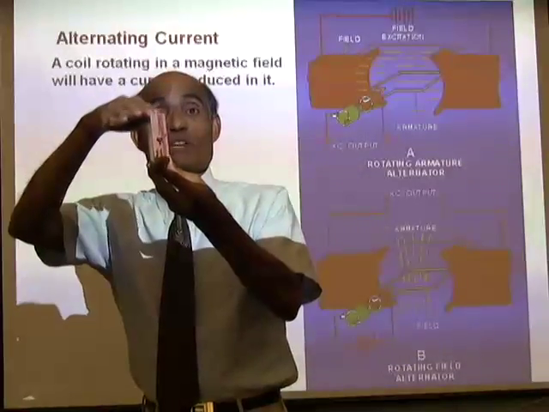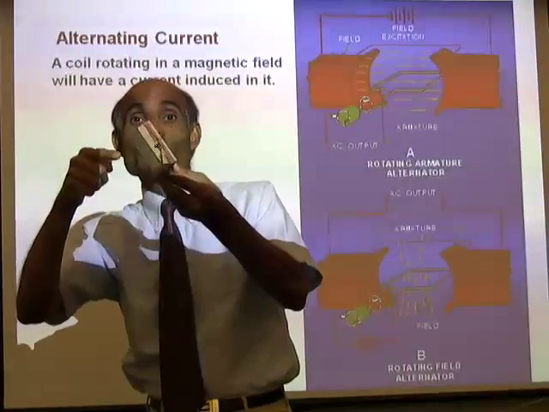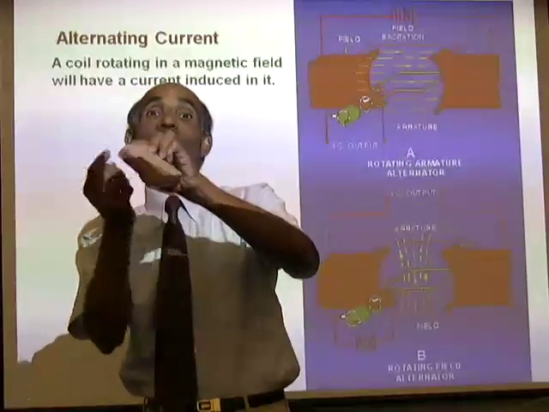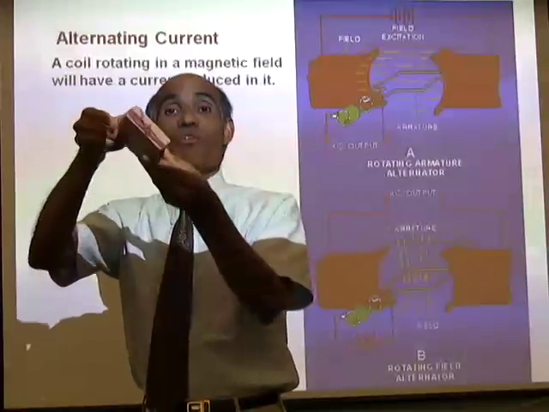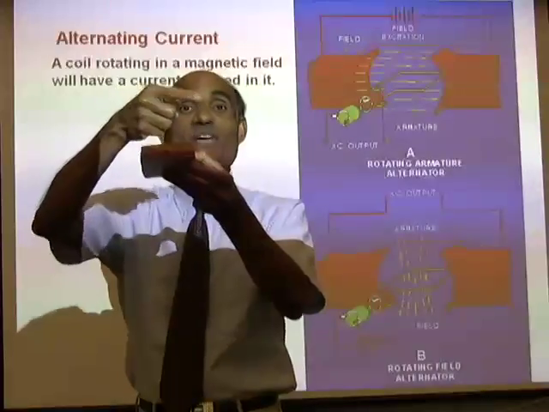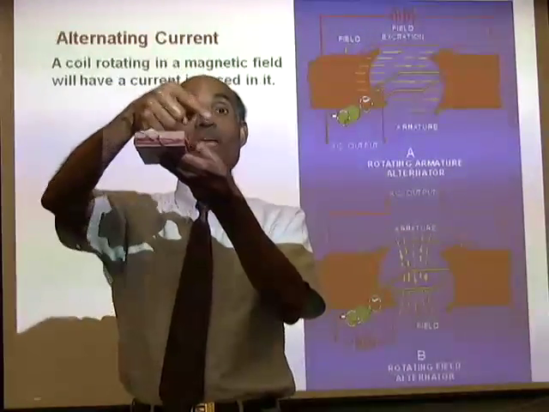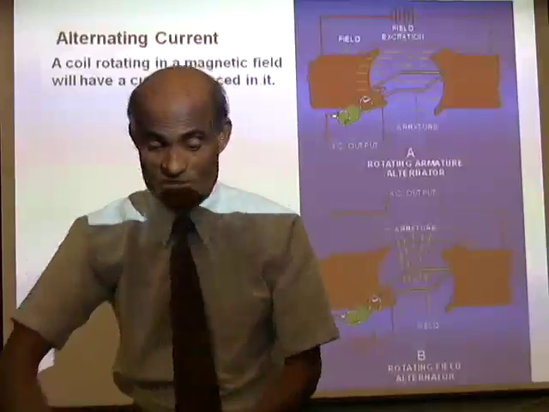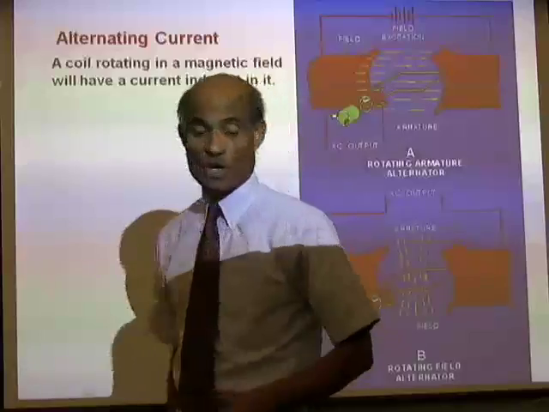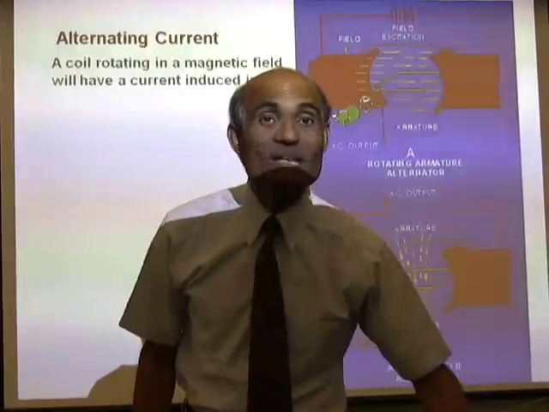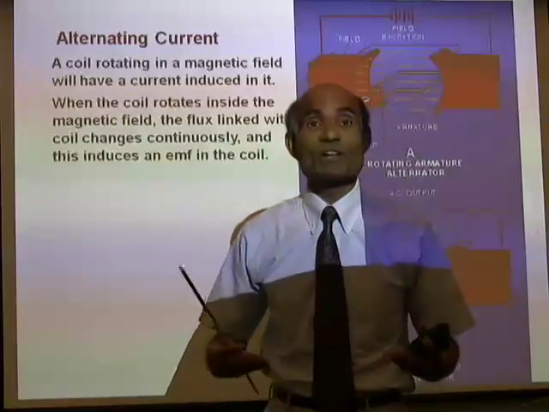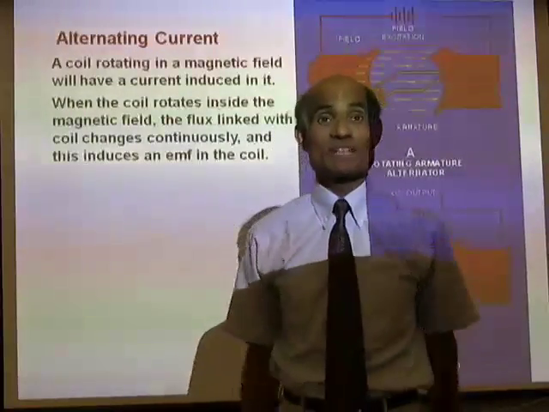When the conductor is moving down, if the induced EMF is in one direction, when it moves up, the direction will change. That means for one complete rotation of this coil, the direction of the induced EMF will change completely. Now, this is how alternating current is generated. So that's the theme of our discussion today. Alternating current. A coil rotating in a magnetic field will have a current induced in it.